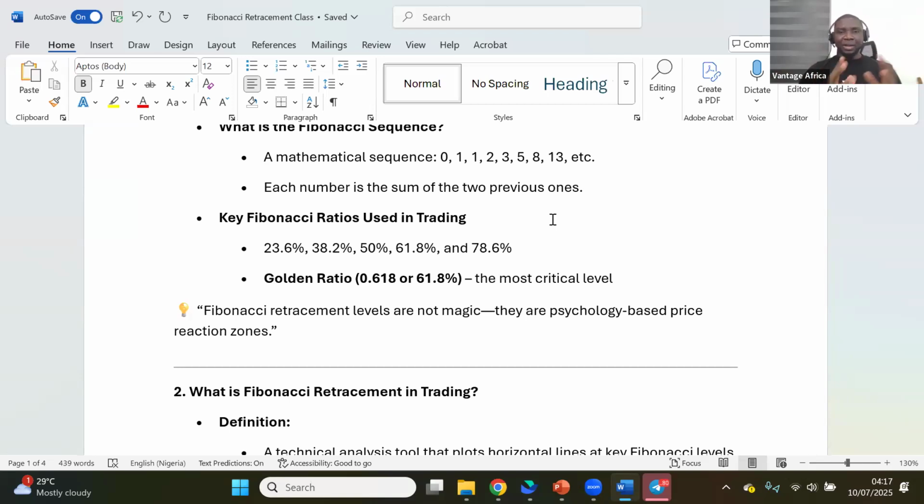So if you and I have a good reason to think that price is going to reverse around certain levels, then price is likely to reverse around those levels. Why? Because we are going to make it happen. It's more like a self-fulfilling prophecy. You are acting because of what you think. I'm acting because of what I think, and then the thing becomes.